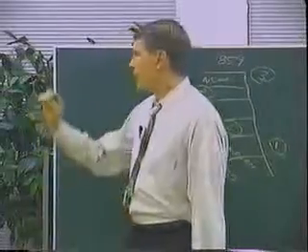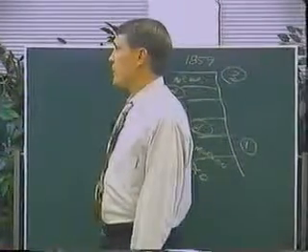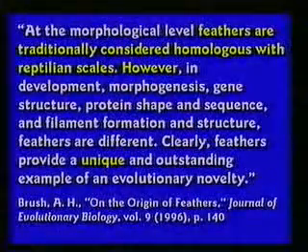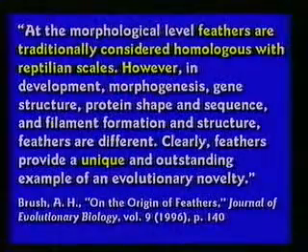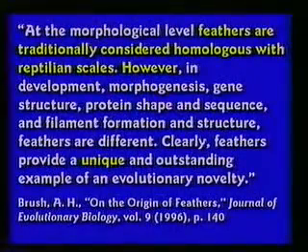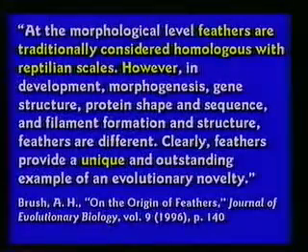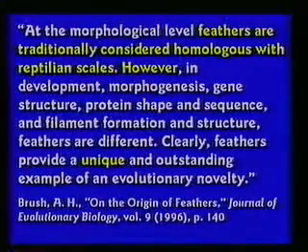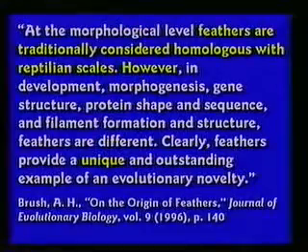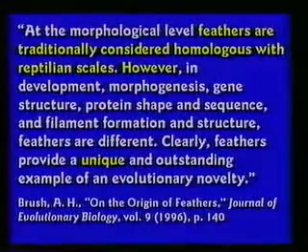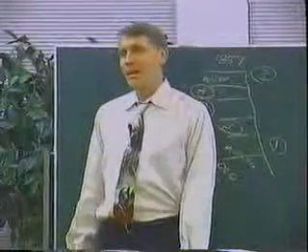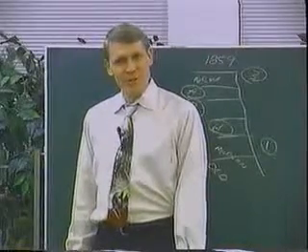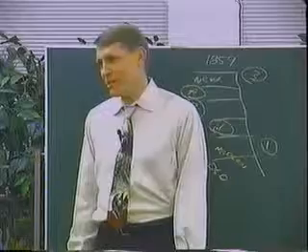At the morphological level, studying this thing scientifically, feathers are traditionally considered homologous with reptilian scales. However, in development, that means as they develop, the genes that code for the feather and the scale are coming from a different part. In morphogenesis, in gene structure, in protein shape and sequence, the filament formation and structure, feathers are different. They're different in every way from a scale. Clearly, feathers provide a unique and outstanding example of an evolutionary novelty. The guy gets a little bit of it, but he don't get it, does he? He still thinks it's evidence for evolution. But he says they couldn't come from scales, that's for sure.